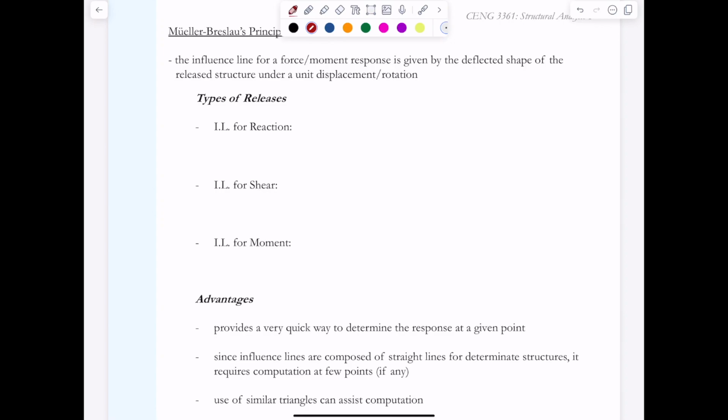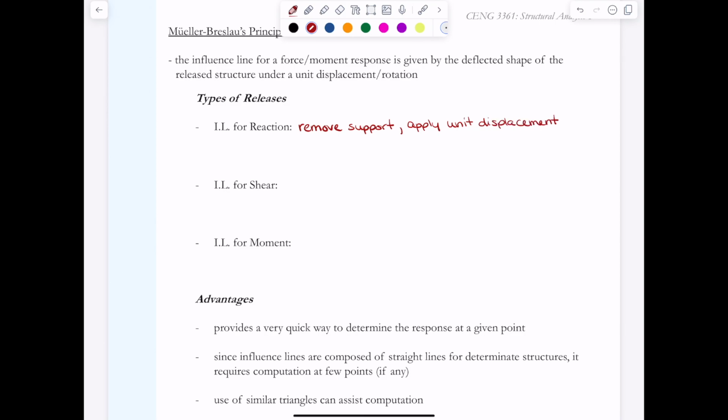The Muller Breslau Principle. Welcome back. We're going to get into the Muller Breslau Principle for plotting influence lines. The principle basically states that the influence line for a force or moment response is given by the deflected shape of the released structure under unit displacement or rotation. So what does that mean?